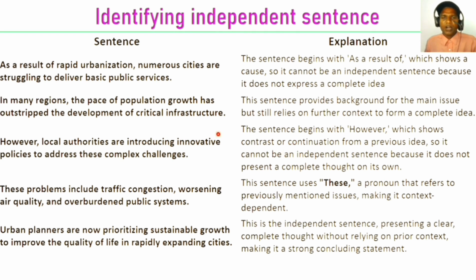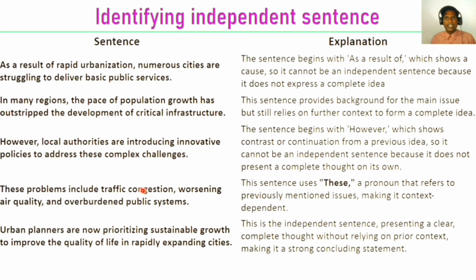One thing you should always keep in mind: once you look at all the sentences, first try to find an independent sentence and use the elimination method. If you think a sentence will not be an independent sentence, then look at another and keep using the elimination method. If you do so, there will be very few options in front of you, and within those few options, you can easily find an independent sentence.